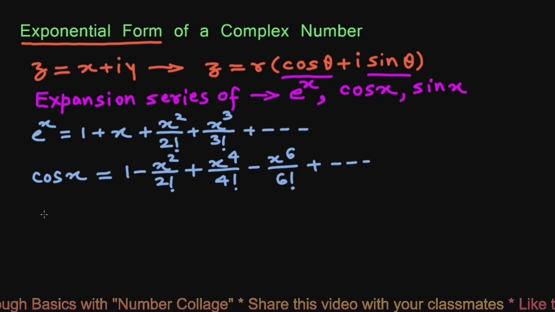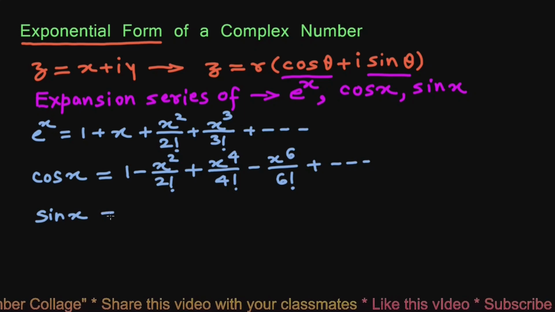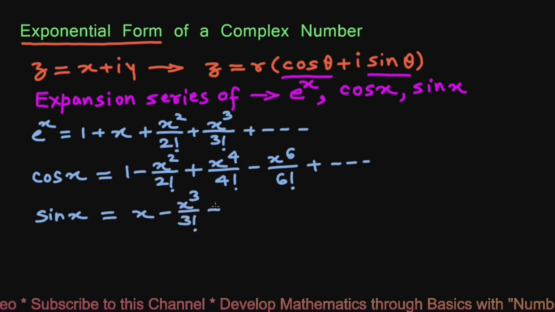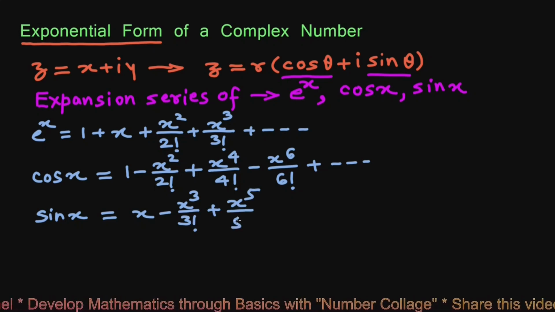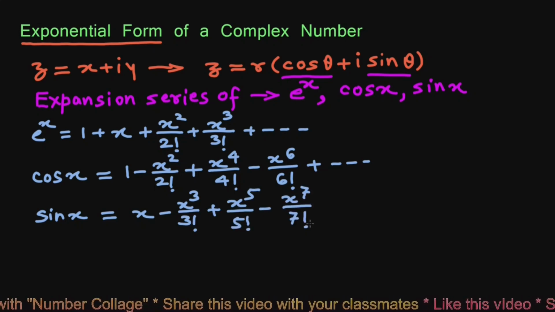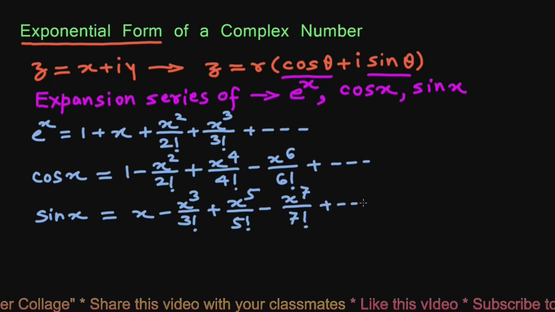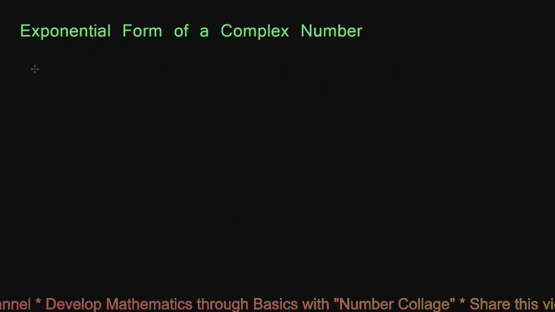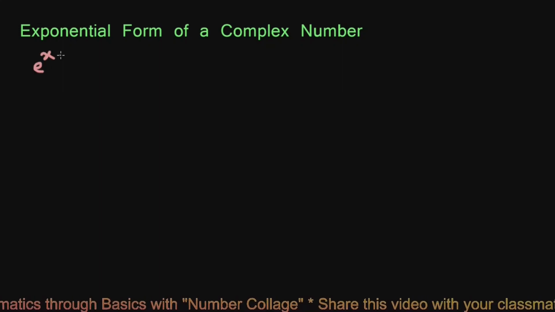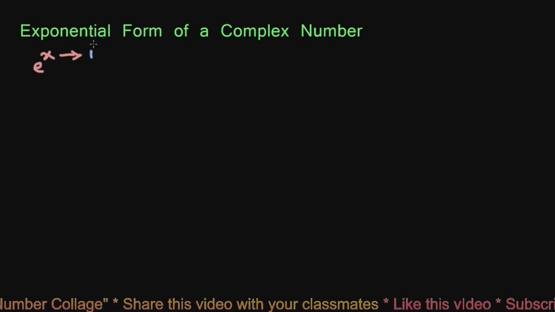And expansion series of sin x is x minus x cube upon 3 factorial plus x raised to 5 upon 5 factorial minus x raised to 7 upon 7 factorial plus so on and so forth. We will rewrite the expansion series of e raised to x by replacing this x by i theta.